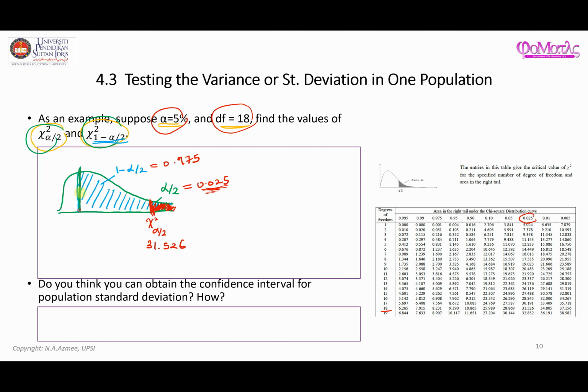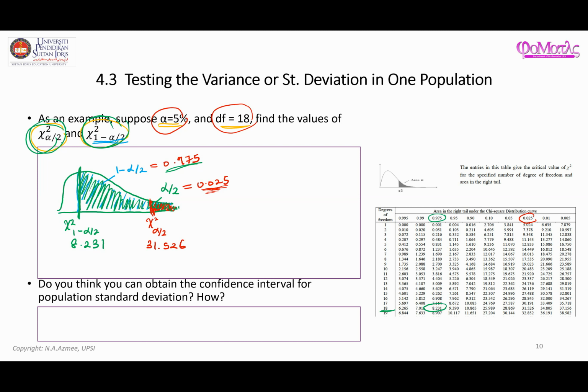Okay, next is this one here. From this area, so this is the area here towards the very end, and the area is equal to 0.975. And based on that, we can refer to degrees of freedom 18. 0.975 is this one. Therefore, the value is 8 point. So this value is chi-squared 1 minus alpha over 2. And the value here is 8.231. So that is the two values represented by these symbols given here.